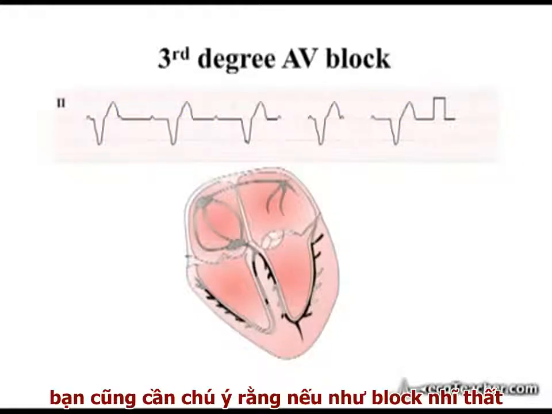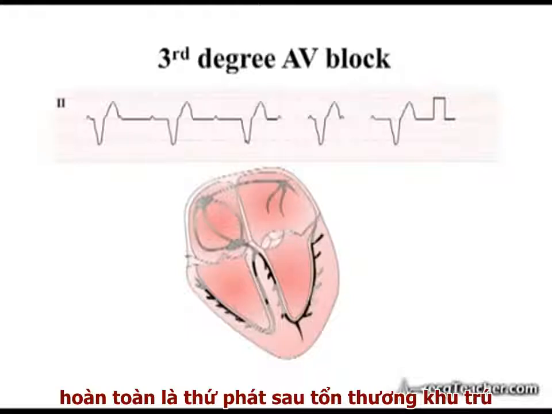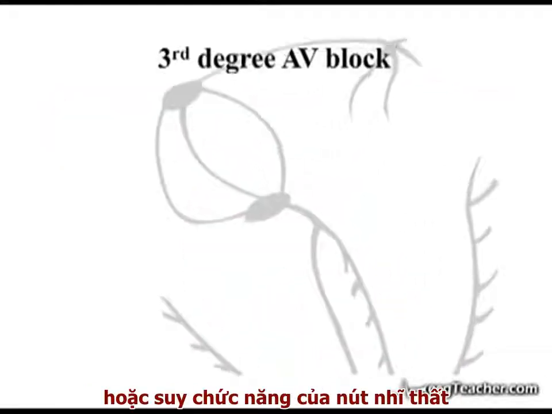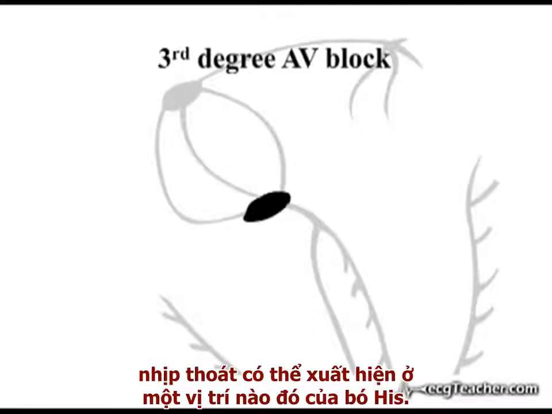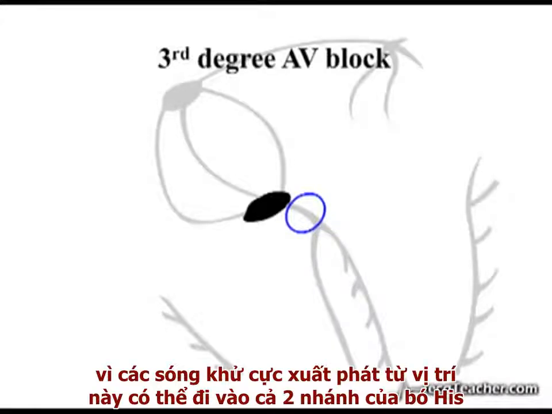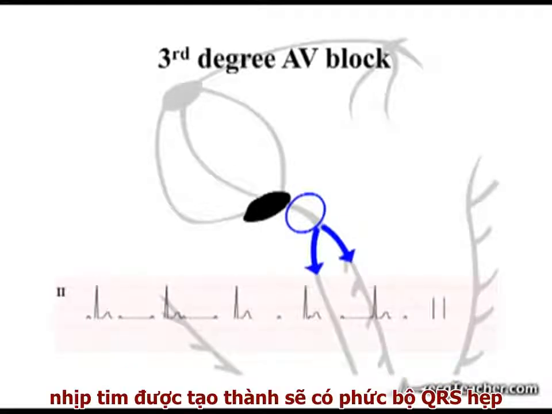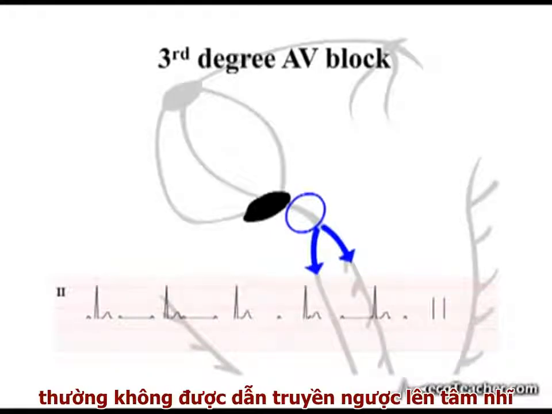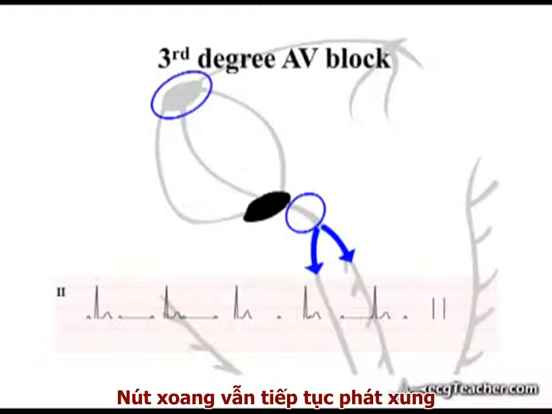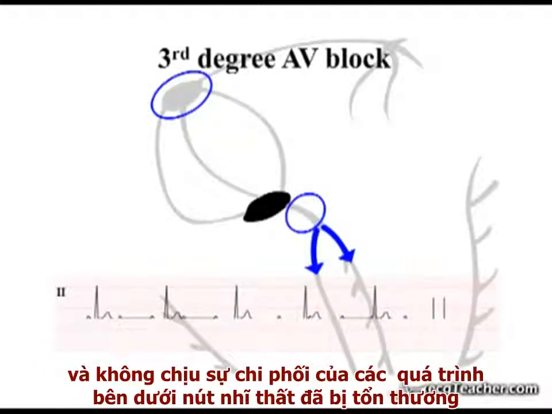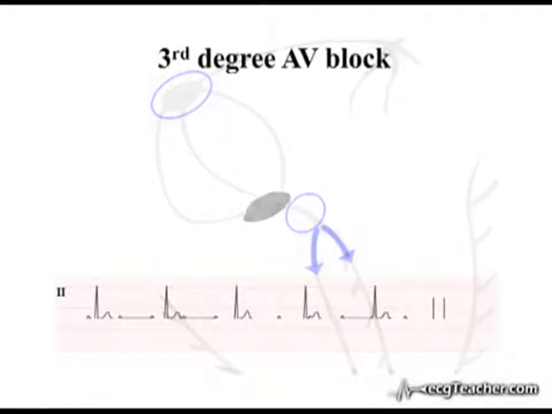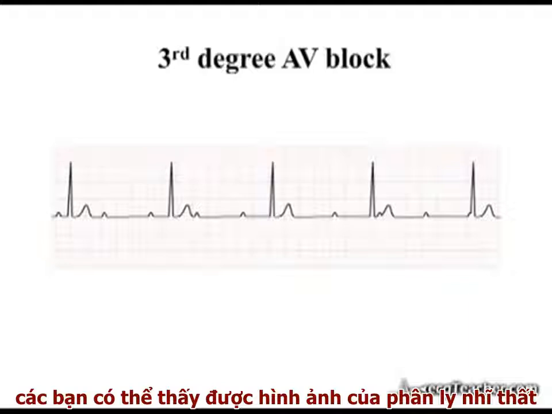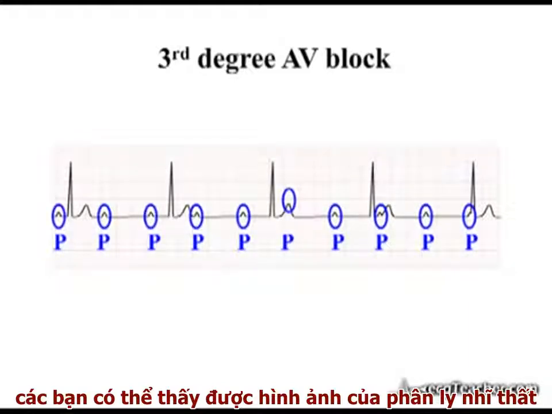You will also appreciate that if complete AV block arises secondary to localized damage or dysfunction of the AV node, an escape rhythm can arise from a focus within the bundle of His. As depolarization from this focus enters both branches of the bundle of His, the rhythm generated will be narrow complex. However, as the discharges from the bundle of His are not transmitted to the atria, the SA node continues to fire uninfluenced by events below the damaged AV node. Hence, as shown here, the presence of AV dissociation should be detectable.